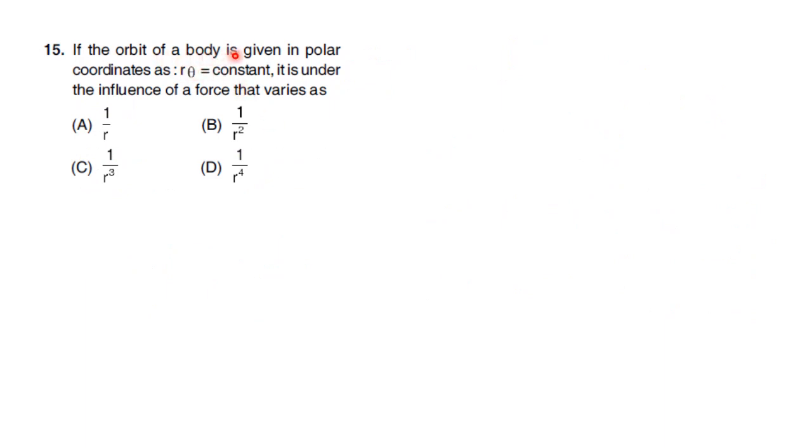If the orbit of a body is given in polar coordinates as r theta is equal to constant, it is under the influence of a force that varies as.